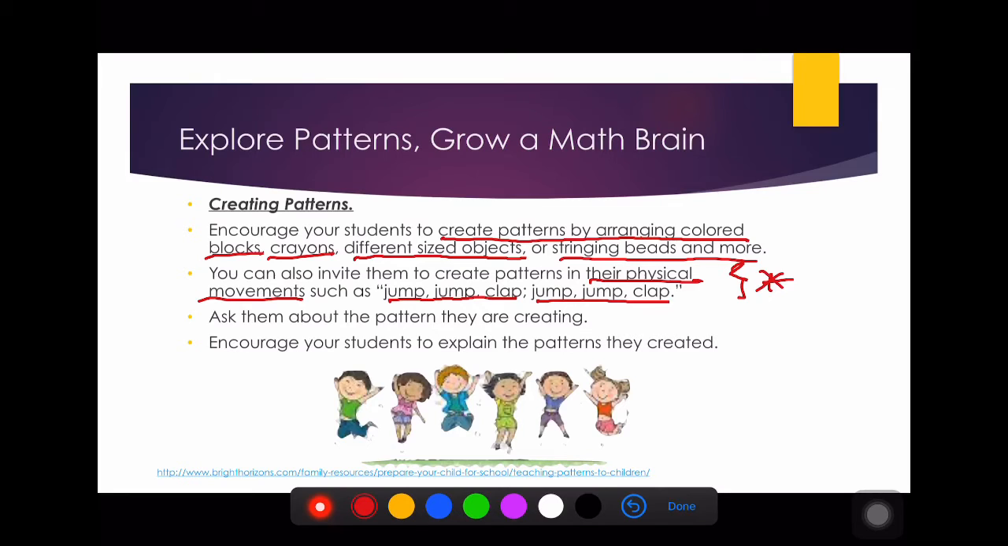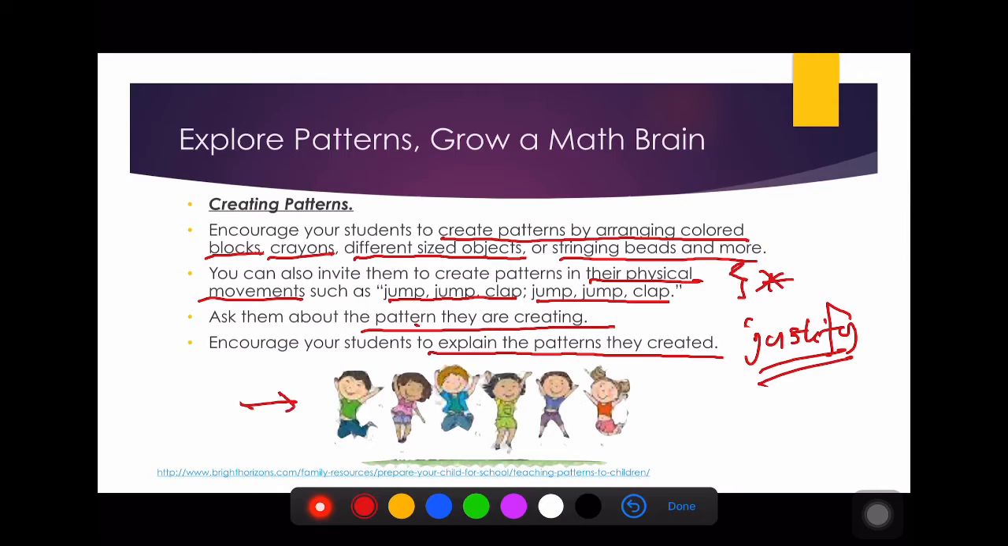You can ask them about the patterns that they created, or they are creating. This will encourage your students to explain the patterns they created. That means they would be able to justify why they created those patterns. So here's an example of jump, jump, clap.